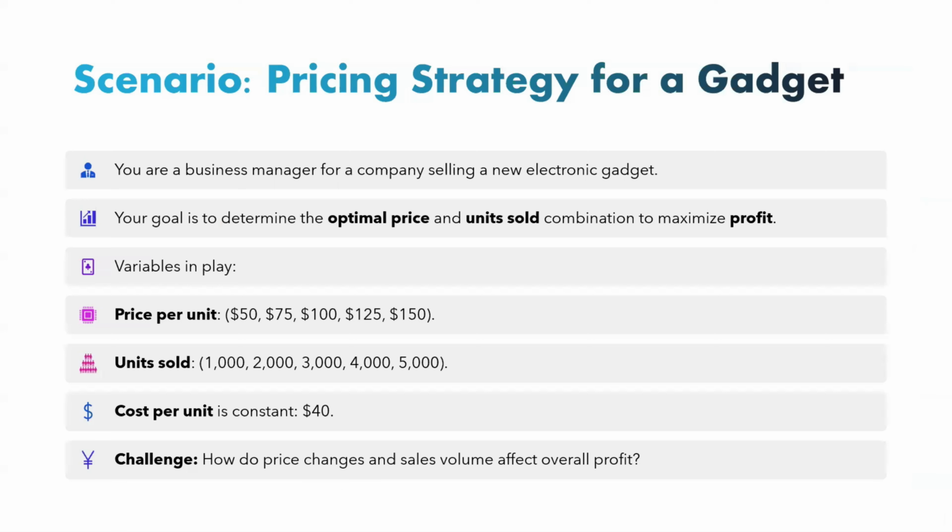Pricing strategy for a gadget. You are a business manager for a company selling a new electronic gadget. Your goal is to determine the optimal price and units sold combination to maximize profit.